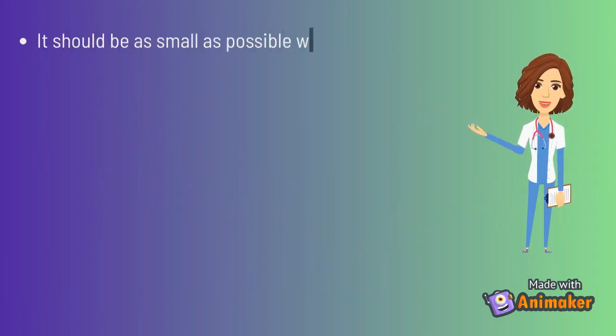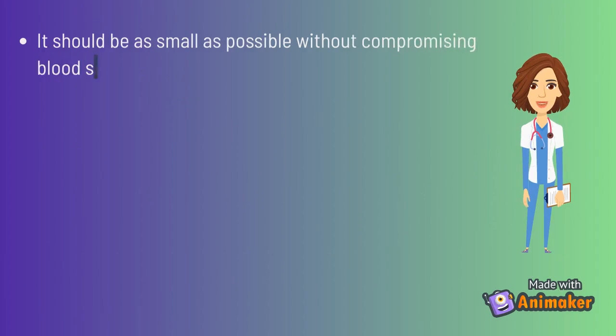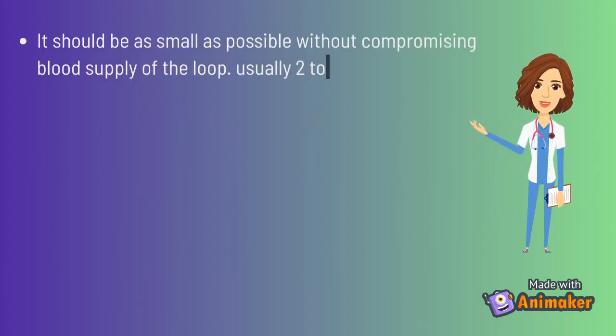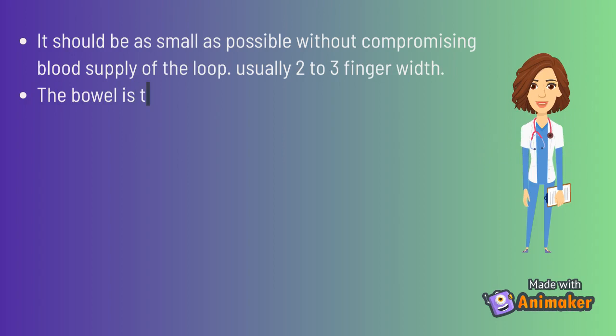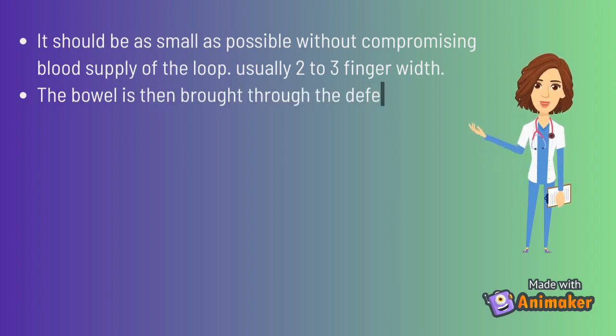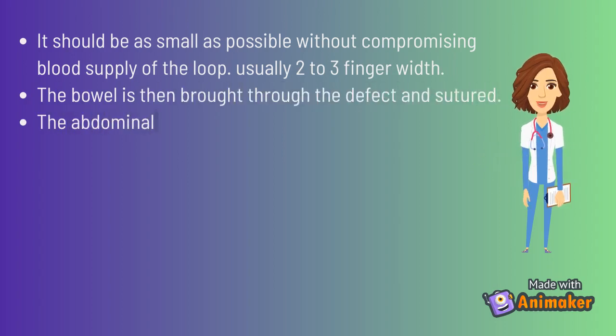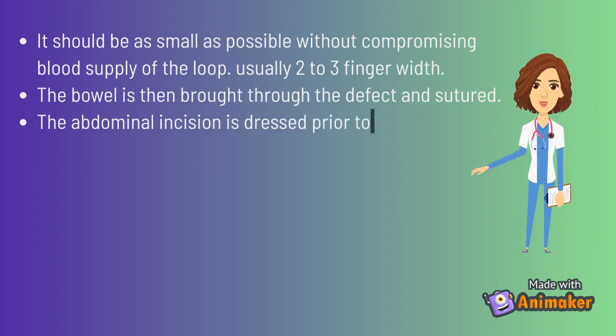The stoma should be as small as possible without compromising the blood supply of the loop, usually 2 to 3 finger widths. The bowel is then brought through the defect and sutured. The abdominal incision is dressed prior to maturing of the stoma to prevent wound contamination.